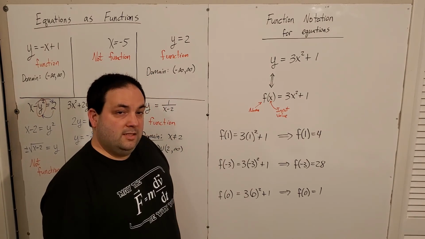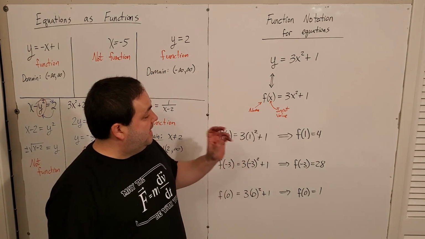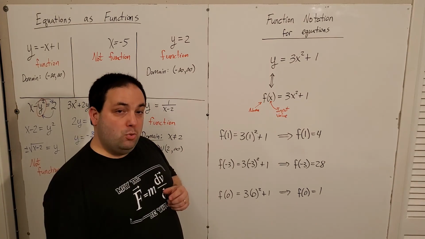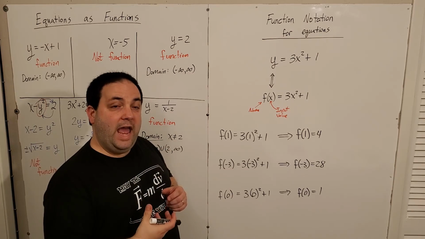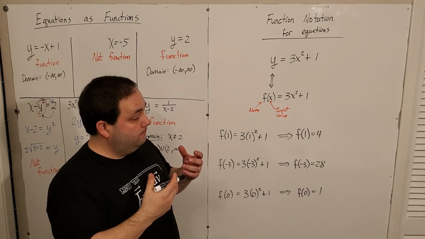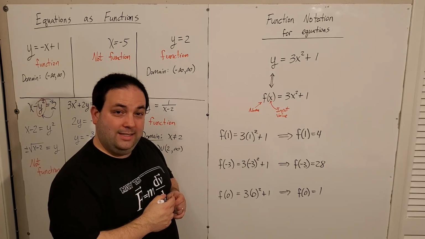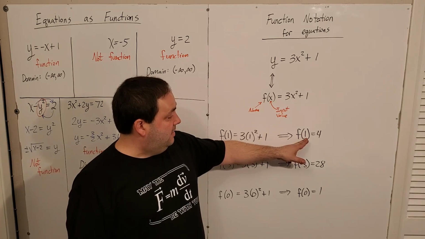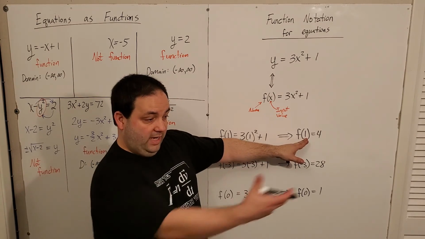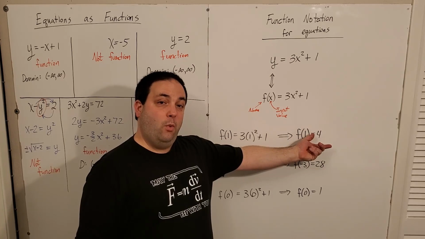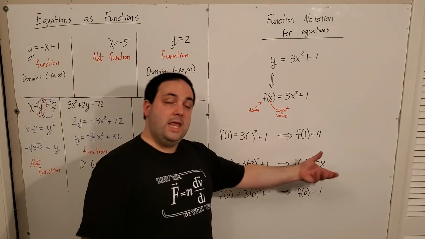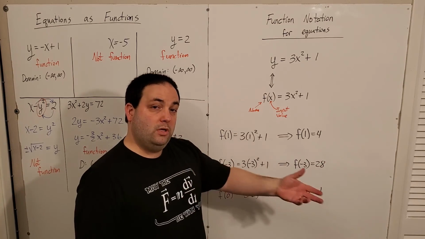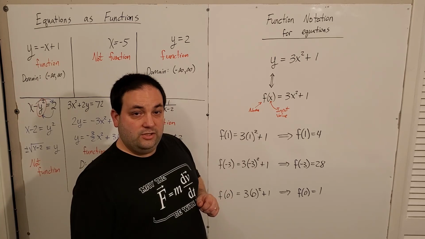Okay? Something else you should realize about this is it's not just a way of rewriting your equation. It's also a way of communicating some of the relationships that this function contains, right? This is telling me that if I feed the function f the number 1, if I give him the input, he outputs a 4. If I give him a negative 3, he outputs a 28. If I give him a 0, he outputs a 1. Input, output. That's what functions and relations do.